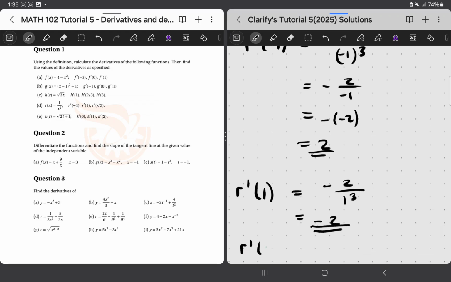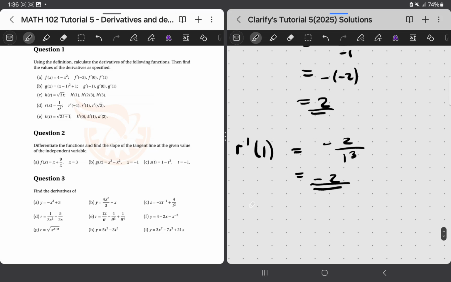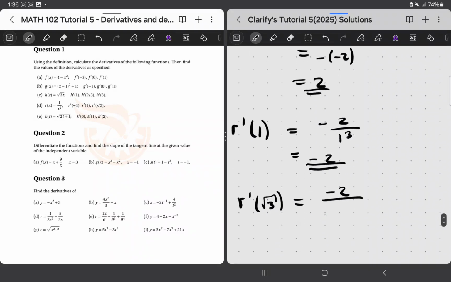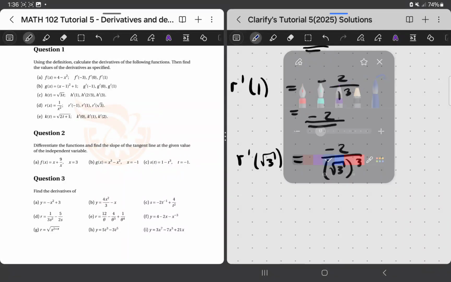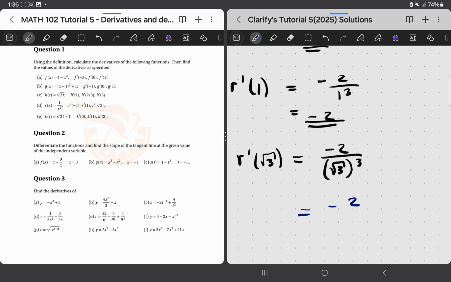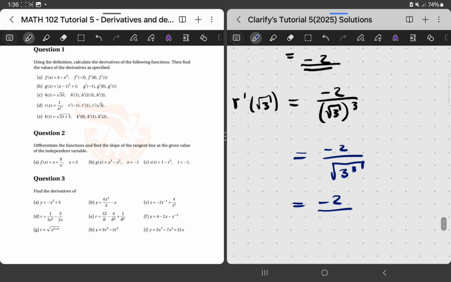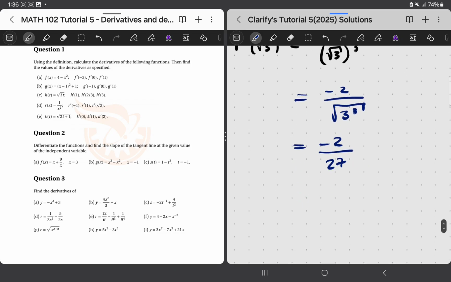Then we can have r prime of root 3. It is just going to be negative 2 over, remember it's x cubed, so root 3 all cubed, which becomes negative 2 over the square root of 3 cubed. This becomes 3 by 3 is 9, by 3 is 27. So it's negative 2 over root of 27. This is what you have.